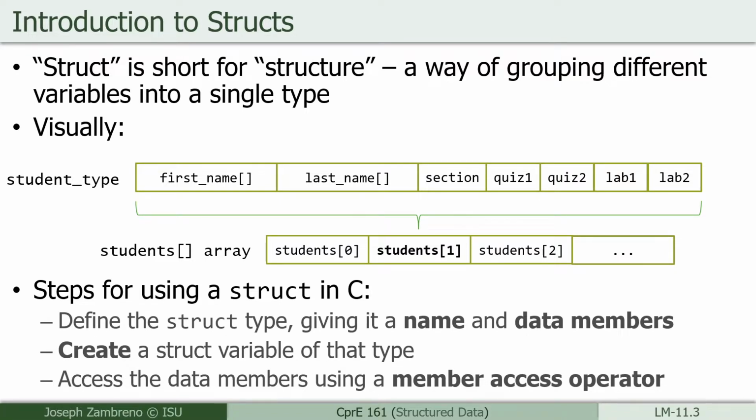And then, of course, we could then have an array of those student types. So that would allow us then to structure that students of 0 would correspond to one of these, students of 1 would correspond to one of these, etc.